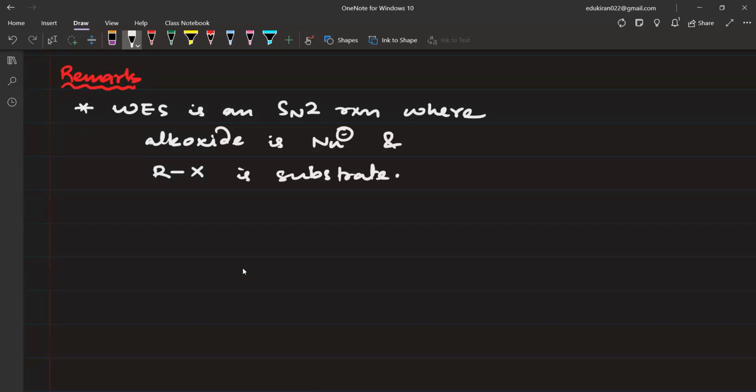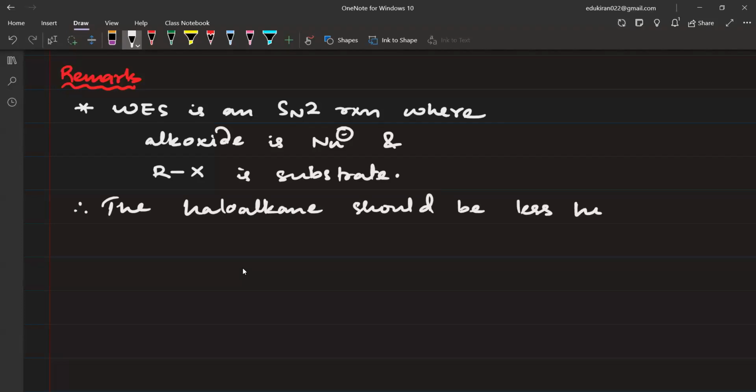If I talk about the haloalkane, then the haloalkane should be less hindered. Therefore, the haloalkane, because it is a substrate, is where the attack is happening, right? The haloalkane should be less hindered. Then you will write the next point. How to write this? That it should be less hindered.